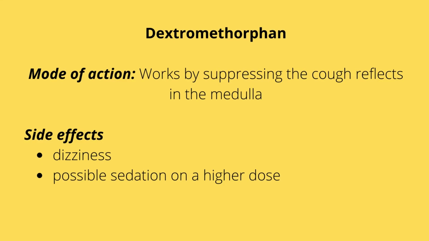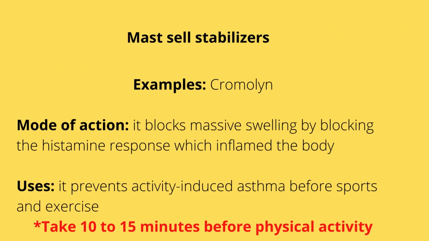Our next medication is our mast cell stabilizers, and this medication, you'll see it in a lot of questions in relevance to asthma. So you really need to know how it works, its mode of action, and when you take it. So how does it work? It blocks mast cell swelling. How? By blocking the histamine response, which inflames the body.